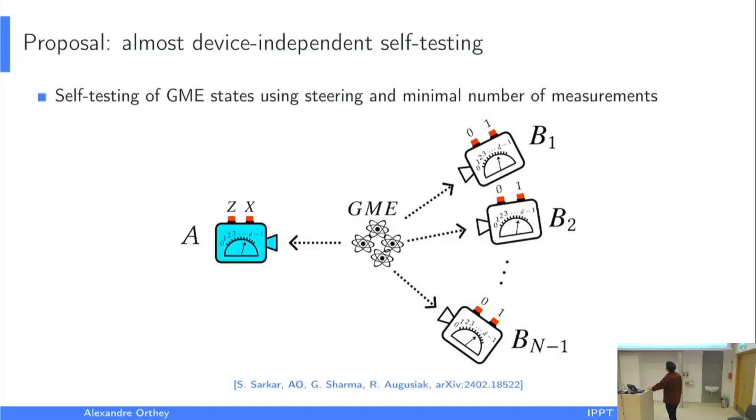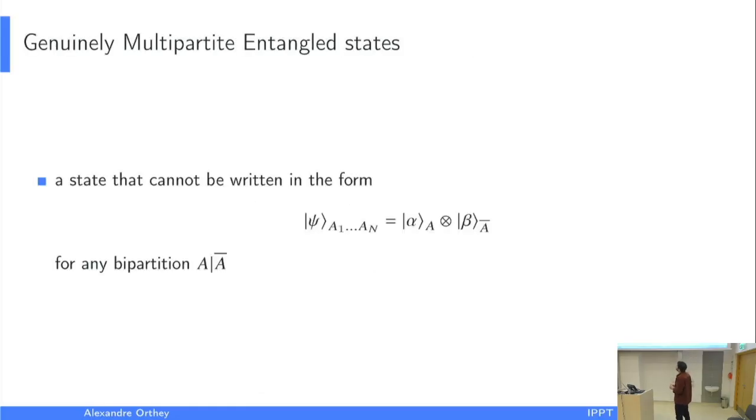So let's see what we can do with genuinely multipartite entangled states. You have many particles that are genuinely multipartite entangled. If you trust one of the parties, let's say Alice, and you don't trust any other party, then we can reduce the number of measurements to only 2. And then we derive an inequality and see the maximal violation of that. Just to remember what GME states are: these are the states that you cannot decompose as a product in any possible way. Okay?